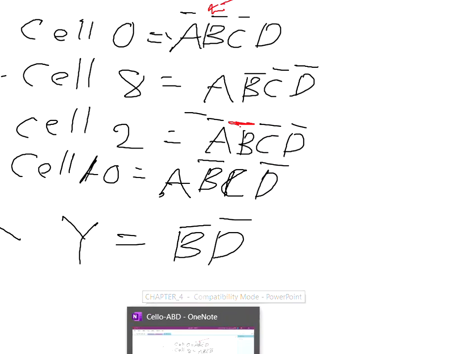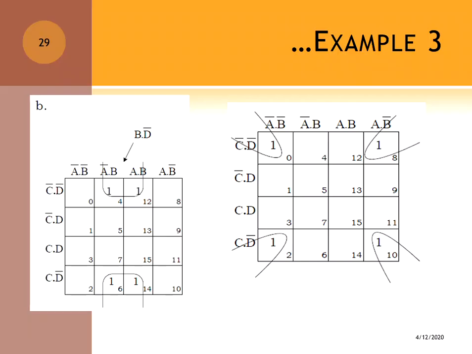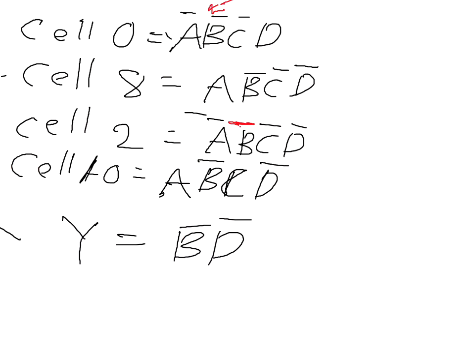I think I made a mistake for this one while plotting. For cell 0, A bar, B bar, C bar, D bar. I missed another bar here. So now for D bar, all cells have D bar. So that's why at the end we have the equation Y equal to B bar D bar.